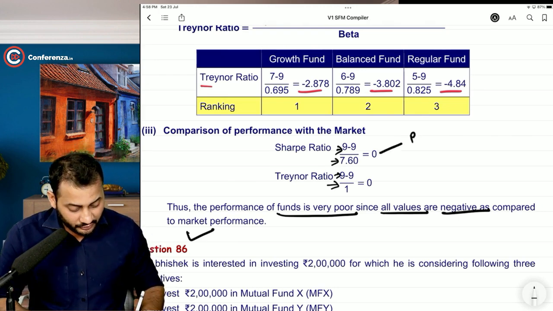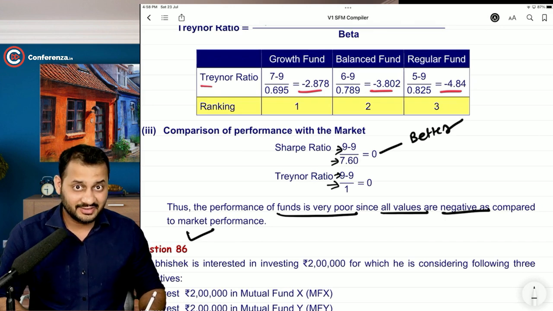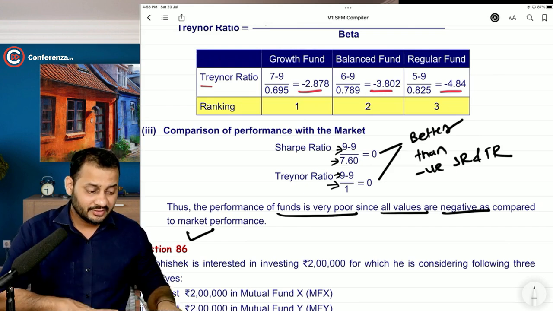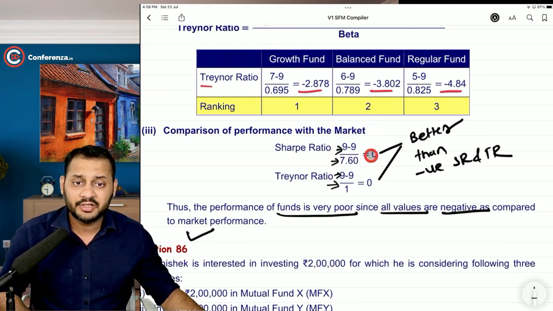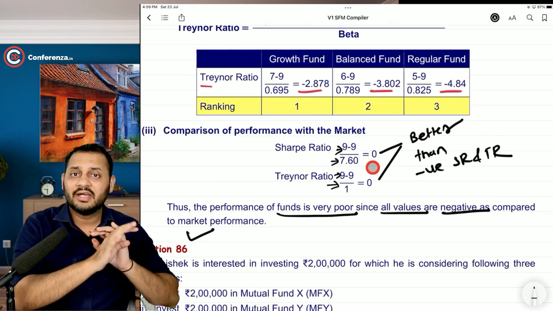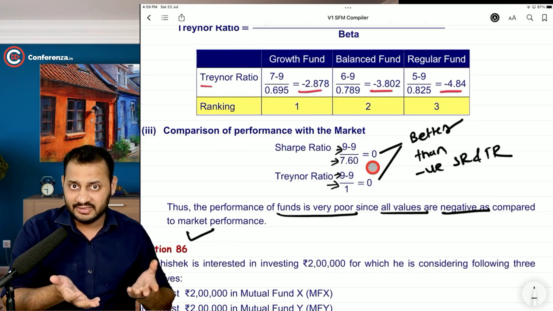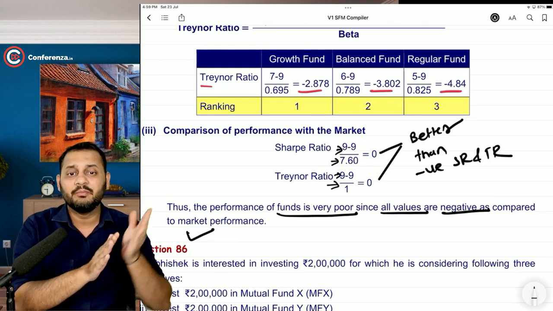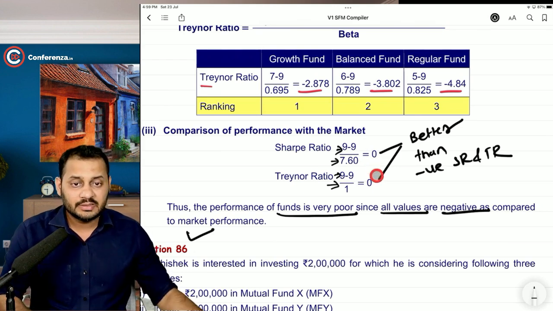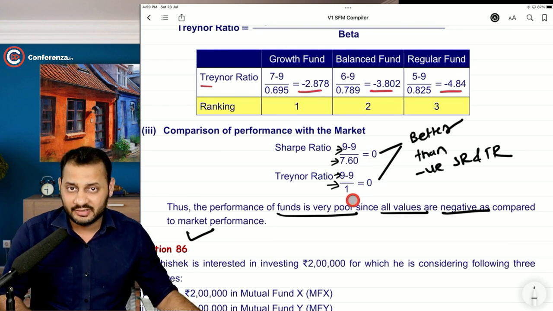A Sharpe ratio of 0 is better. Understand? A Treynor ratio of 0 is better than a negative Sharpe ratio and Treynor ratio. Do you understand this? What do you mean by a zero Sharpe ratio and zero Treynor ratio? It means we are not getting the premium, but we are not losing anything. 0% is the premium for taking 7.60% of the market risk. 0% is the premium for taking 1 unit of the market risk.